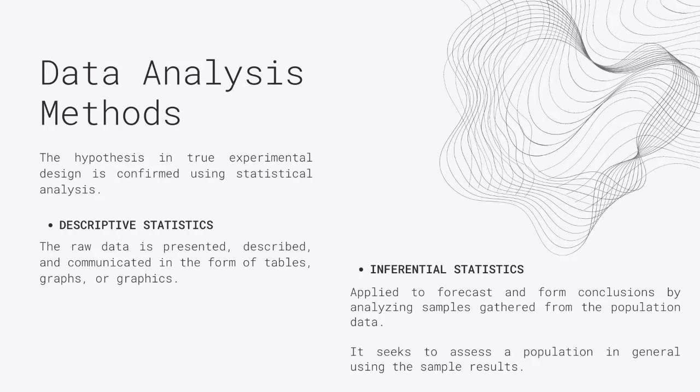Meanwhile, inferential statistics is an overview of all methods that are used to analyze data and is applied to forecast and form conclusions by analyzing samples gathered from the population data. So it seeks to assess a population in general using the sample results. Because they are based on partial information obtained from a part of the population data, the generalizations can be uncertain. As a result, all that is obtained is predictions. Therefore, a comprehensive understanding of probability theory is very much required when you're using inferential statistical methods.